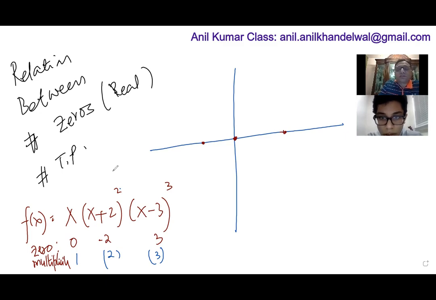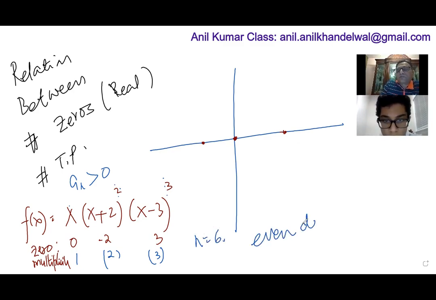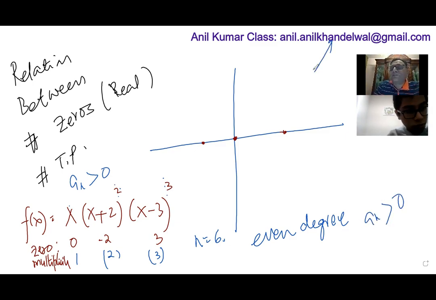Here, it's a positive leading coefficient, so a_n is greater than 0, correct? What is the degree? 1, 2, 3, 4, 5, 6. Degree is 6, right? Even degree, right? I'm trying to teach you how to sketch polynomials. Even degree polynomials, a_n greater than 0 means right up. You see the end behavior? And therefore, even degree means both ends are the same, correct?